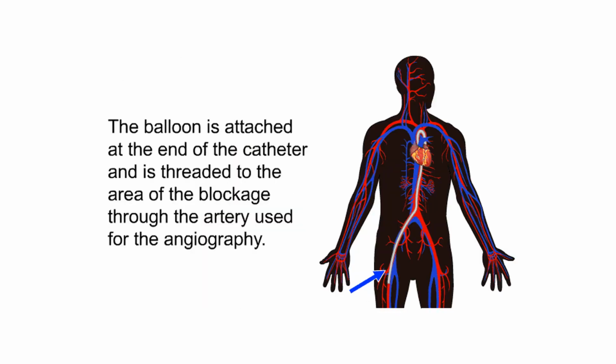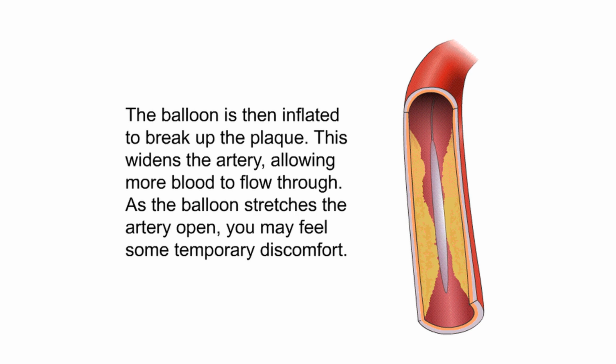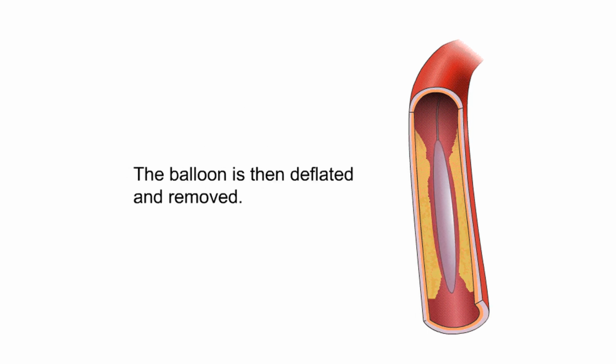The balloon is attached at the end of the catheter and is threaded to the area of the blockage through the artery used for the angiography. The balloon is then inflated to break up the plaque. This widens the artery, allowing more blood to flow through. As the balloon stretches the artery open, you may feel some temporary discomfort. The balloon is then deflated and removed.